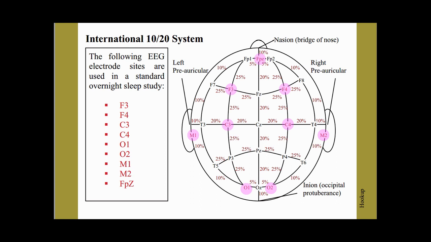The P wave on electrocardiogram represents what action? Atrial depolarization. The electrode located 10% up from the left preocular point and in line with CZ is which electrode? T3. Which electrode position is located 30% above the inion? PZ.